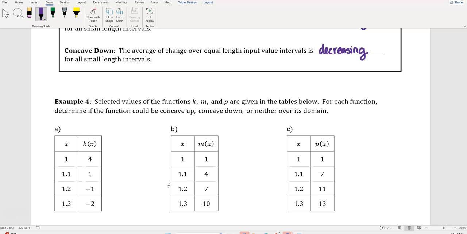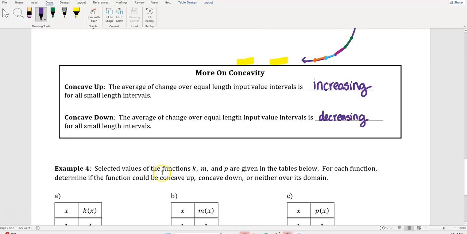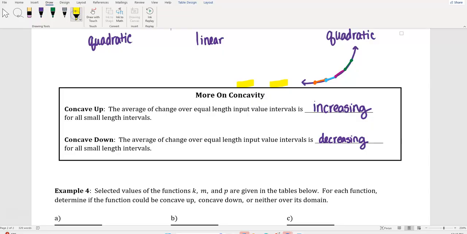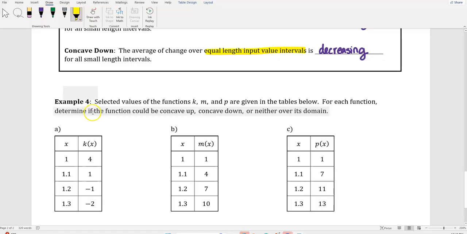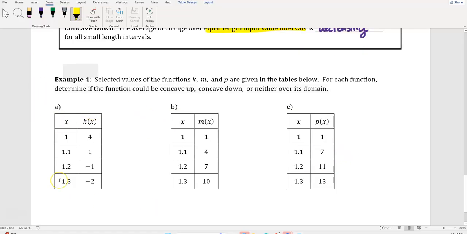So the first key always on this, you cannot know about concavity unless you have those equal length input value intervals. Your x values have to be increasing by the same amount each time. Like if I look at all three of these tables, all of my x values are the same for all three tables, and all of my x values are increasing by 0.1 each time you go down. So we have equal length input value intervals. If you do not, you can't answer the question, so they're not going to give it to you.